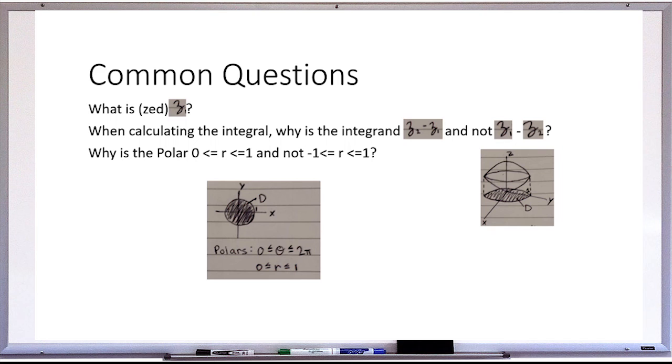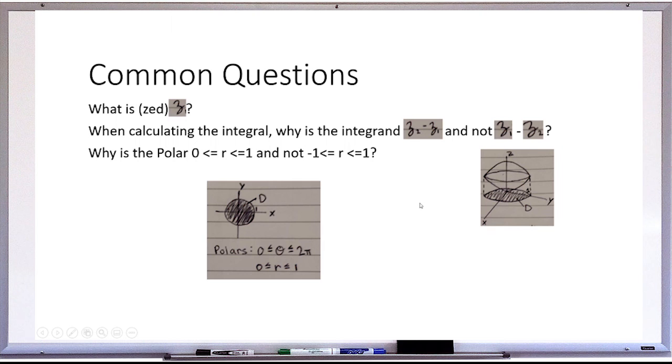Question number 2. In calculating the integral in problem number 3, why is the integrand z sub 2 minus z sub 1 and not z sub 1 minus z sub 2? Looking at this graph, this top parabolic curve is z sub 2, and the bottom parabolic curve is z sub 1. If we were to use z sub 1 minus z sub 2, we would be getting a negative volume, and so that would be wrong. So we want to use the bigger volume minus the smaller volume to find the volume in between the two.